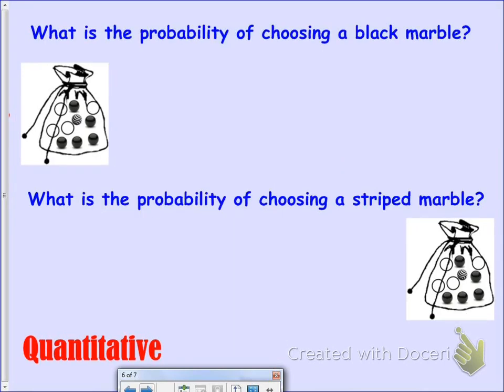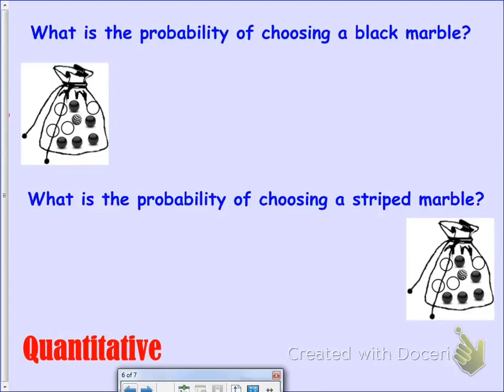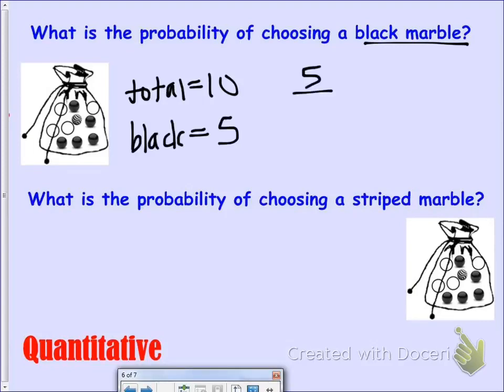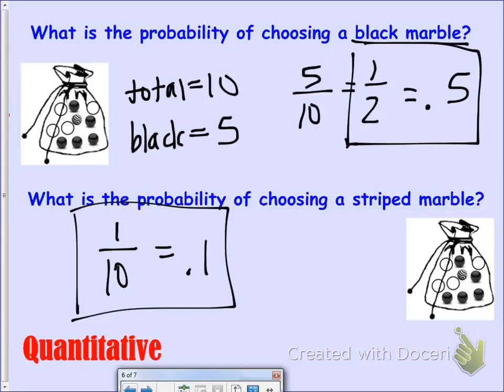To show you what a quantitative one looks like, if we look here, what is the probability that the marble will not be striped? We talked about that just a second ago, so I'm going to skip to this problem right here. What is the probability of choosing a black marble? Our total was still 10. And if I look, there are 1, 2, 3, 4, 5 black marbles. So when I set this up, it is 5 over 10, which is 1/2, which is 0.5. Either of these two numbers work. You can leave me the fraction or the decimal. Over here, the striped one, we have 1 out of 10, which is 0.10. Again, you can leave me the fraction or the decimal.